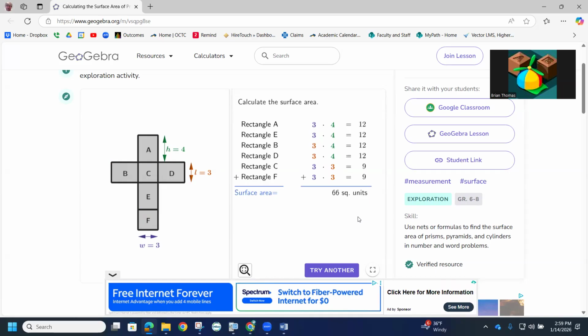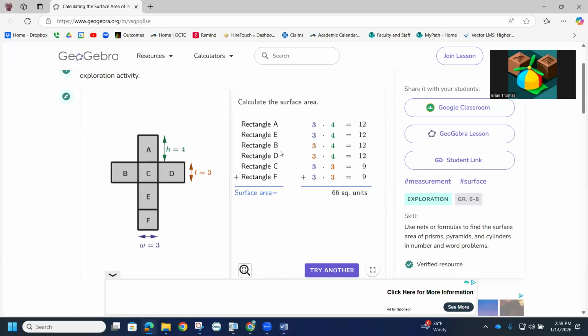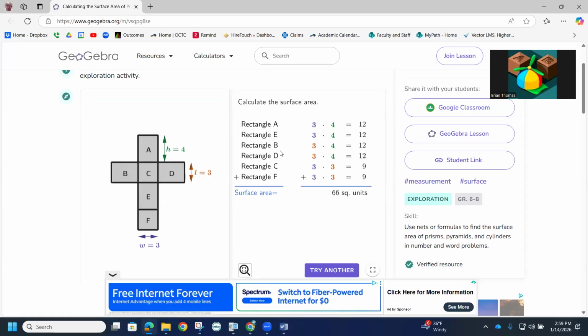So notice how, to find the surface area, since two of the surfaces are the same, we can take that into consideration and we don't have to do six surfaces. We only have to do three surfaces, and its opposite face would be the same amount of area.